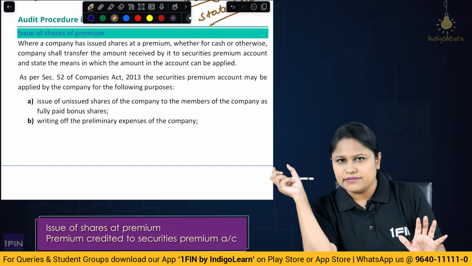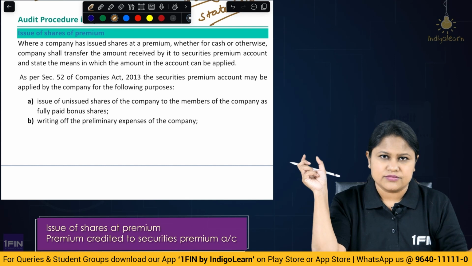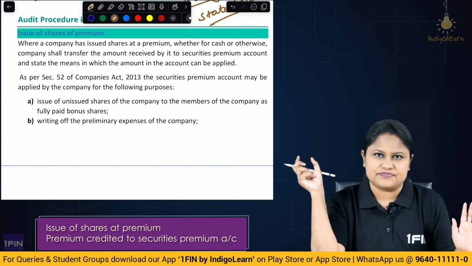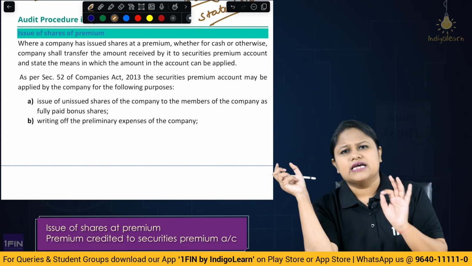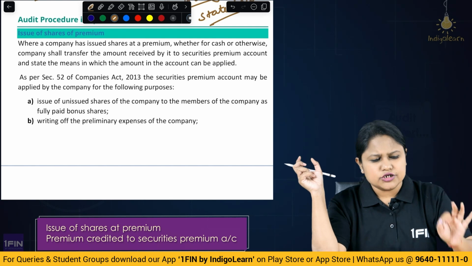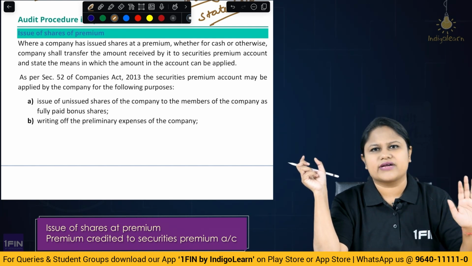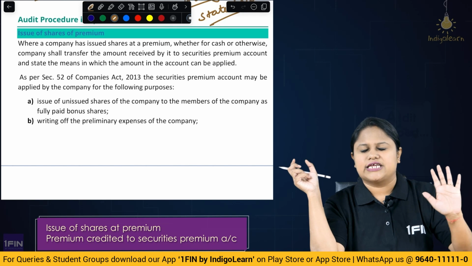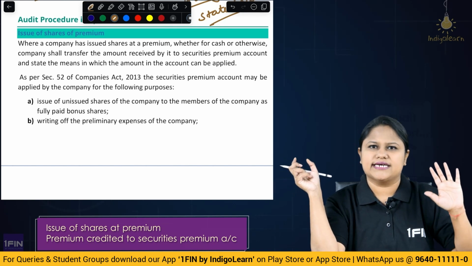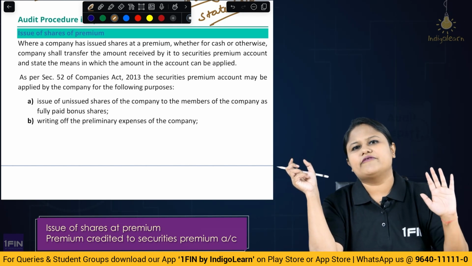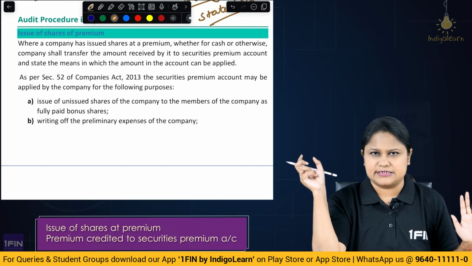This securities premium is a restricted reserve. It cannot be utilized for any reason. As per section 52, they have given very clearly the utilization of the reserve, and apart from that, no other places can the reserve be utilized, correct? So they have given you 5 places or 5 utilizations for this reserve, and apart from that, this reserve cannot be used anywhere else.